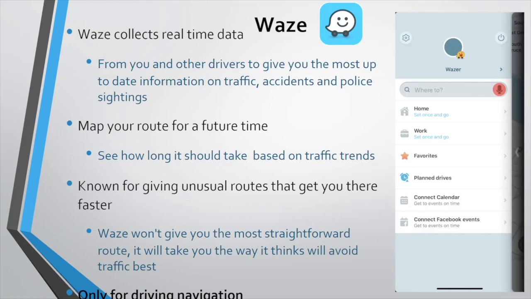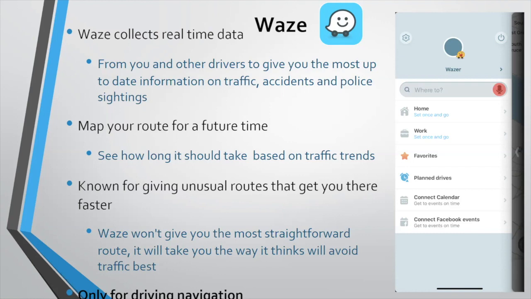So Waze actually collects real-time data, with respect to traffic and things such as accidents or police sightings. Users can actually report certain road hazards, or if they see a speed trap or something, and basically put that on the map. So you'll actually get those alerts when you're traveling using Waze.